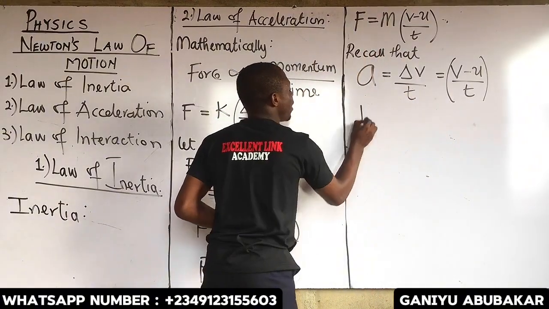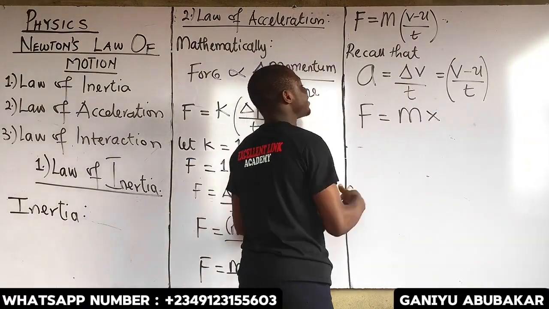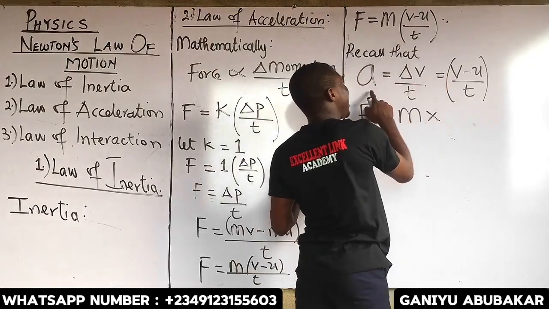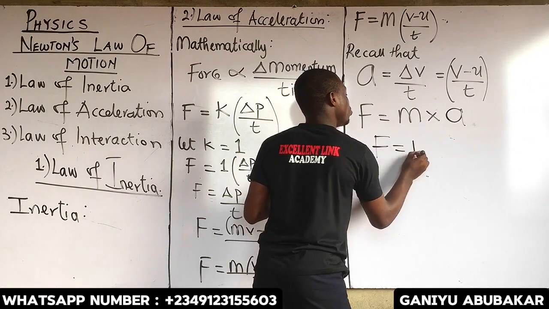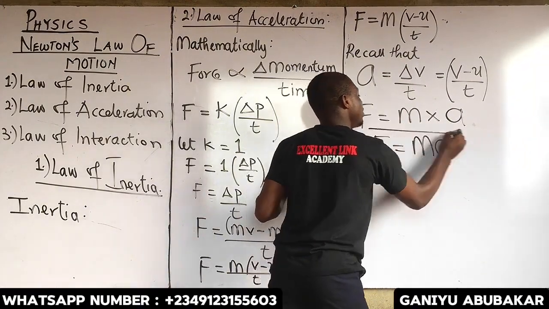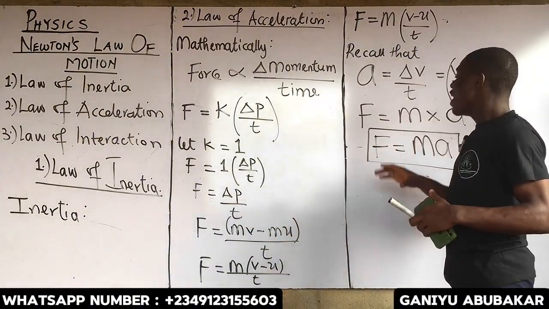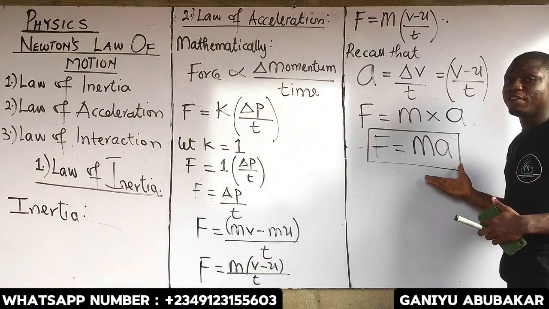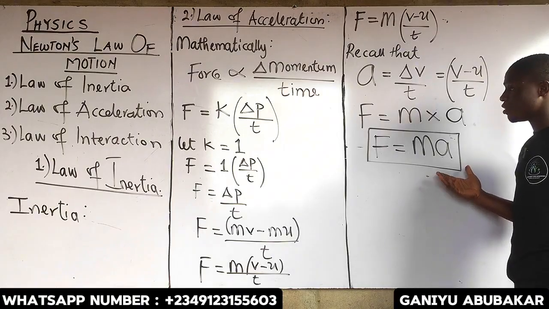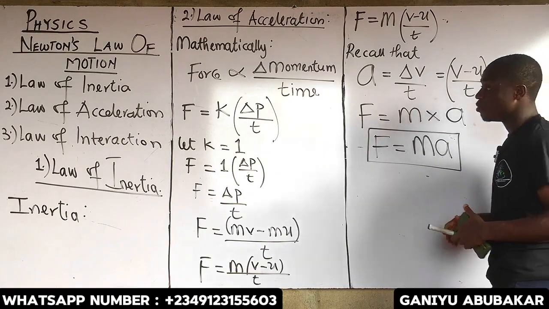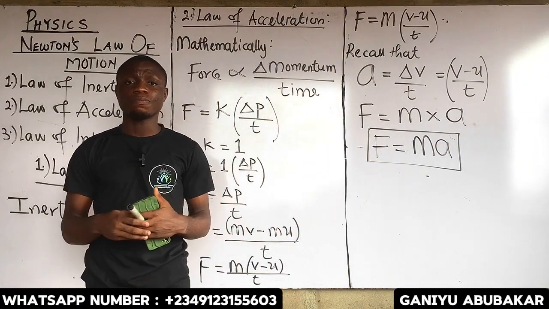I'll have that force F is equal to mass times, we said replace this one with what? Acceleration. I mean a. So from here, force is equal to mass times acceleration. This formula was got from Newton's second law of motion, a very, very important formula in physics called Newton's law of acceleration, right? As you can see, it's in front of you here. So that is the derivation for force is equal to mass times acceleration.